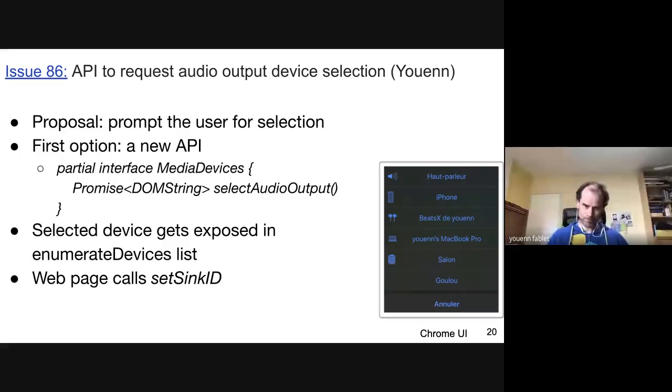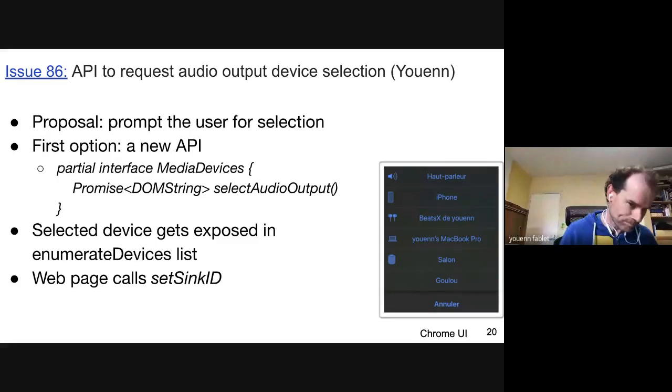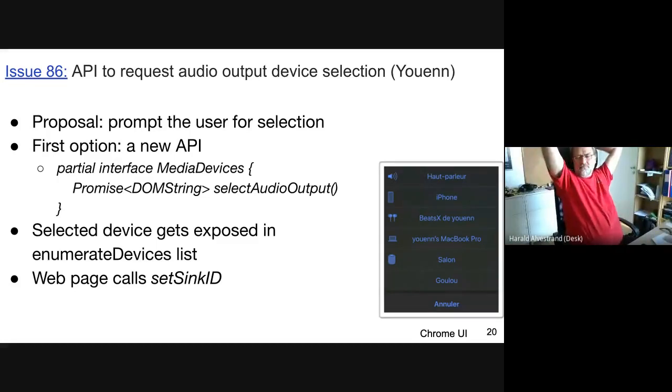So, I also think it would be weird if set sync ID becomes the, you know, the de facto way of asking for an audio output device. Like, if there's no way to ask for the device explicitly, you'll set sync ID, you'll get the ID, and then you'll use it for something else, like web audio. It might be a bit weird. Select audio output seems like a cleaner breakup of the thing into pieces.